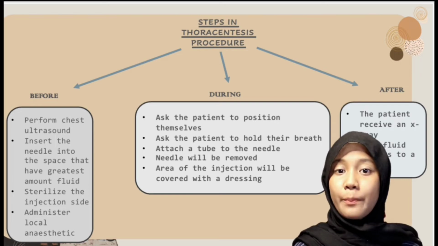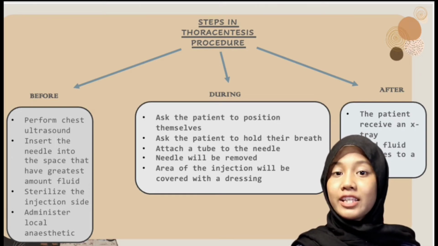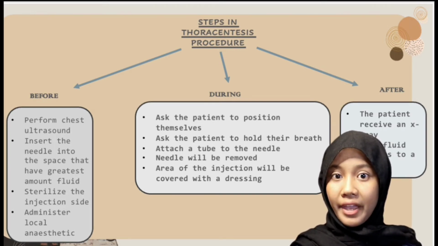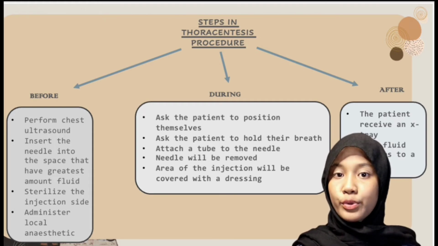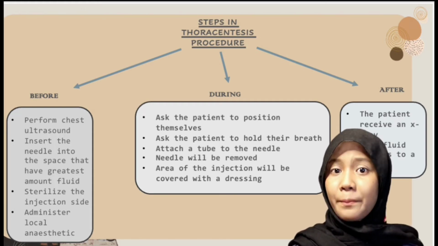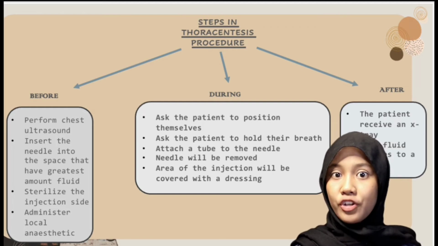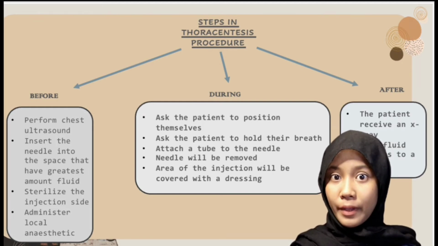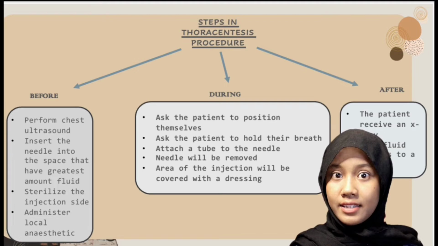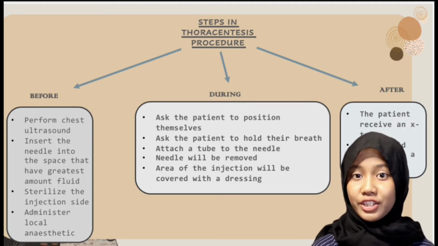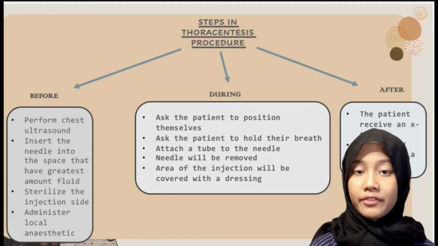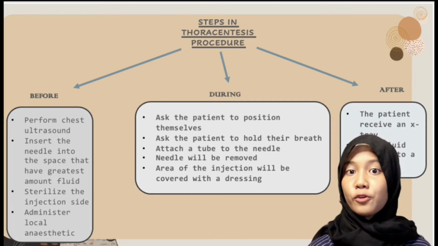The doctor may ask the patient to position themselves sitting on the edge of a chair or bed with their head and arms resting on a table. Next, the doctor may ask the patient to hold their breath during the procedure. Some patients report the urge to cough as the fluid drains out and their lung re-expands. It is important to stay as still as possible throughout the procedure to avoid any accidental damage to the lungs. Then, the doctor will attach a tube to the needle to aid drainage if there is a lot of fluid to remove from the pleural space.